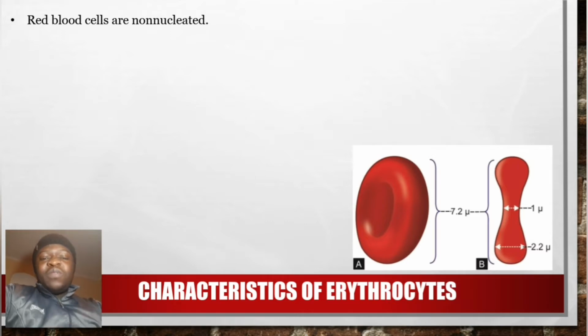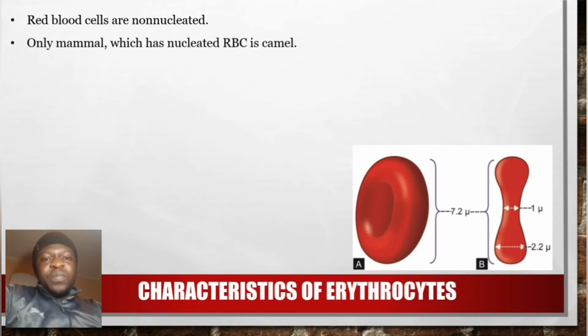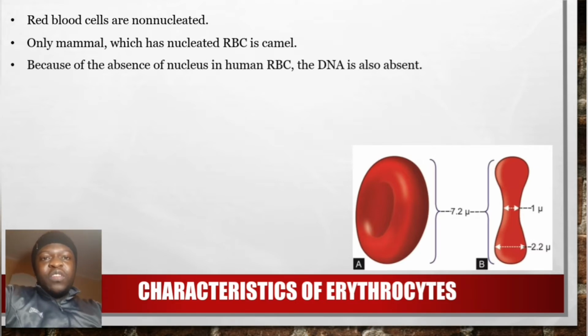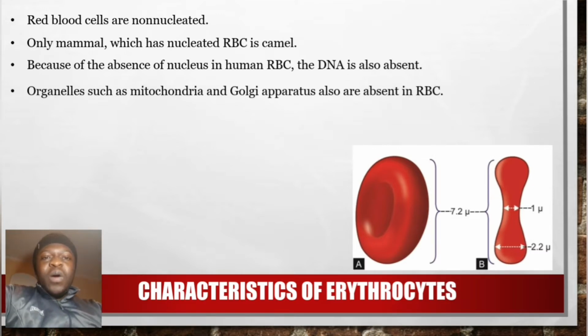Red blood cells don't have a nucleus. They are non-nucleated. The only mammal with nucleated RBCs is the camel. So camels have nucleated red blood cells. Because of the absence of a nucleus in human RBC, DNA is also absent under normal conditions. The organelles such as mitochondria and Golgi apparatus are also absent in the red blood cell.